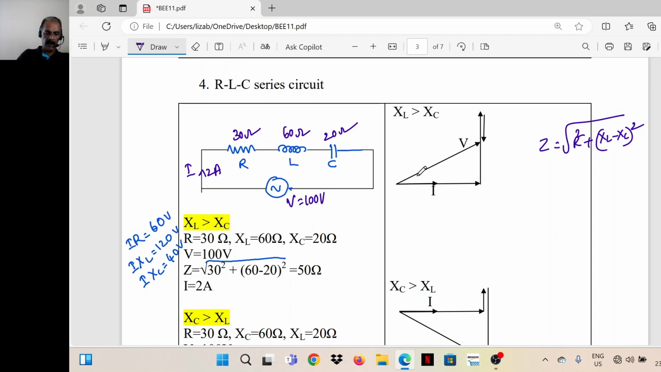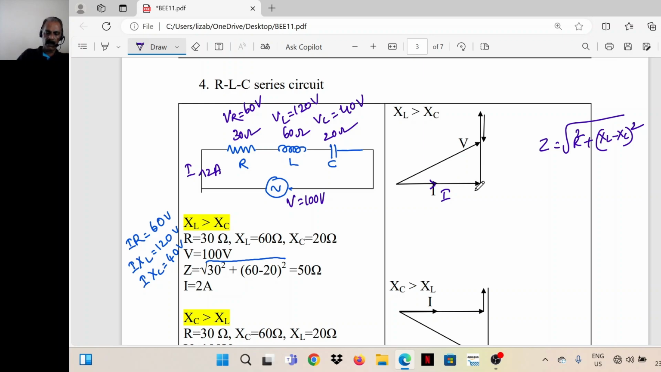Now let's take the series circuit only. I'll take current I as the reference. First is VR, the voltage across the resistance. Its magnitude is 30 ohm into 2 ampere, 60 volts. Across the inductor, this is VL, 60 into 2, 120 volt. This is VC, 20 into 2, 40 volts.